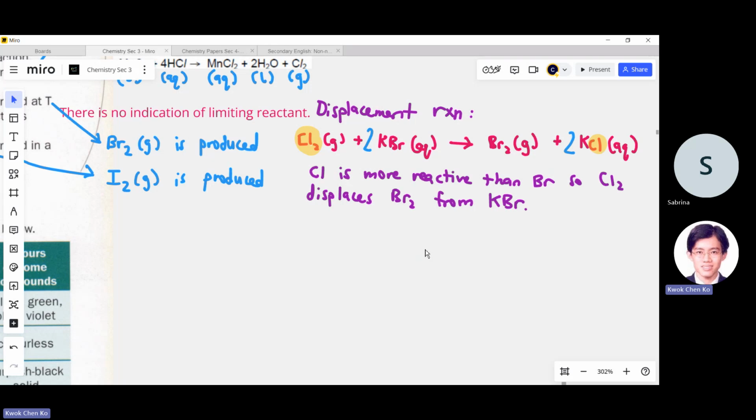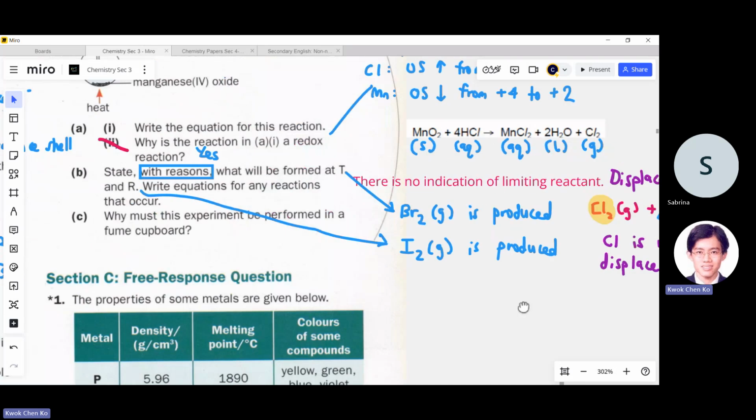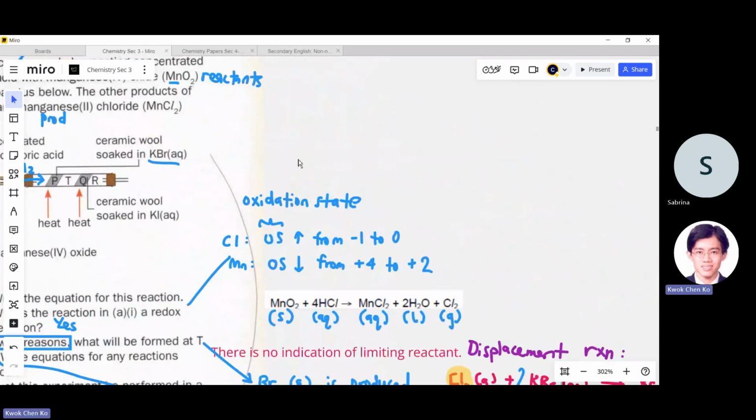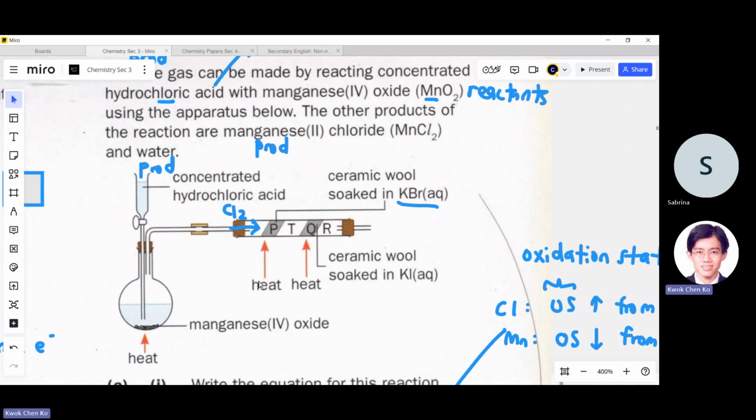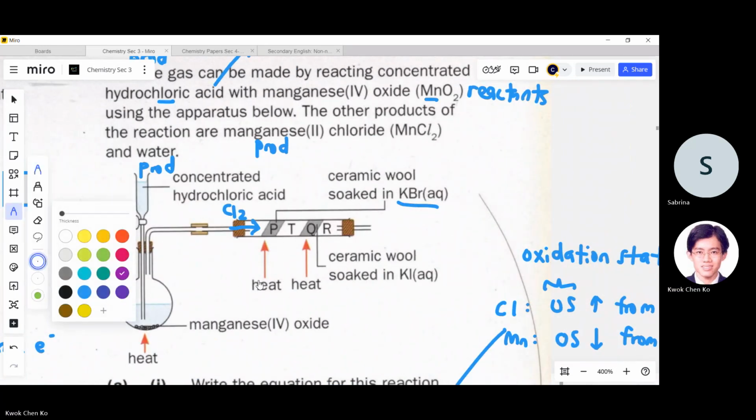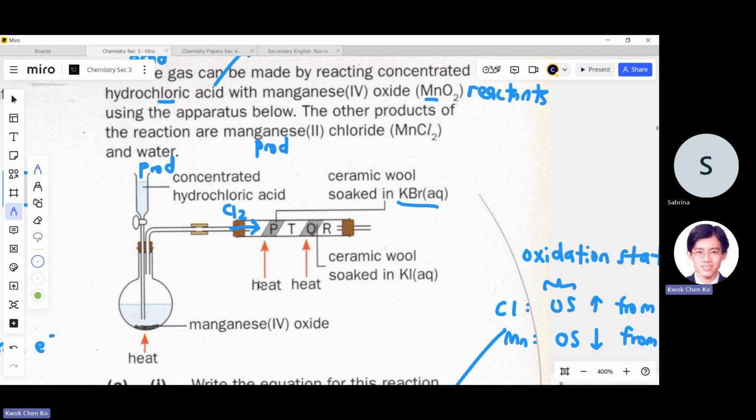Okay, I'll finish up with the other reaction as well. How about I2? Why is I2 produced at R? Now what happens is this, go back to our diagram. Cl2 comes in at the front, but what happens at T? At T I have something else. At T I have bromine vapor. Remember, bromine is produced at P. So at the section T, now I have bromine. And bromine is going to meet up with KI.